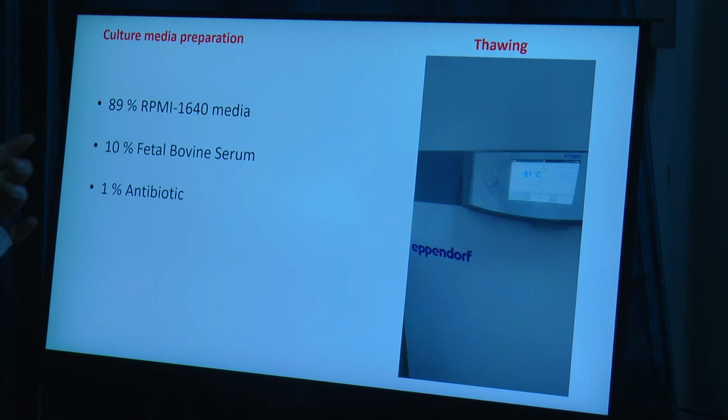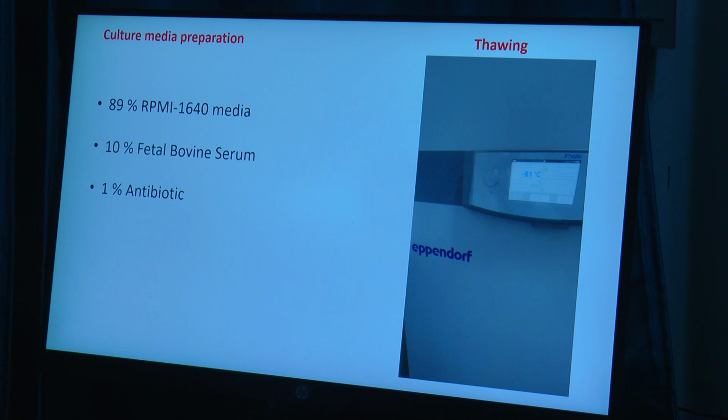In this we again add fetal bovine serum, 10%, which also helps in the growth of cells. It is a serum from cow fetus, so it provides further nutrients. Bacterial infections are very common in culture, so to avoid that, we add 1% of antibiotic.